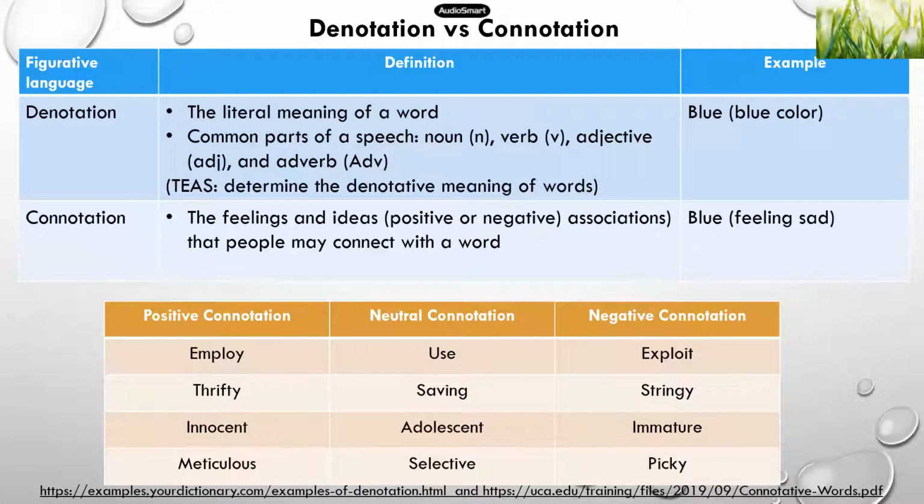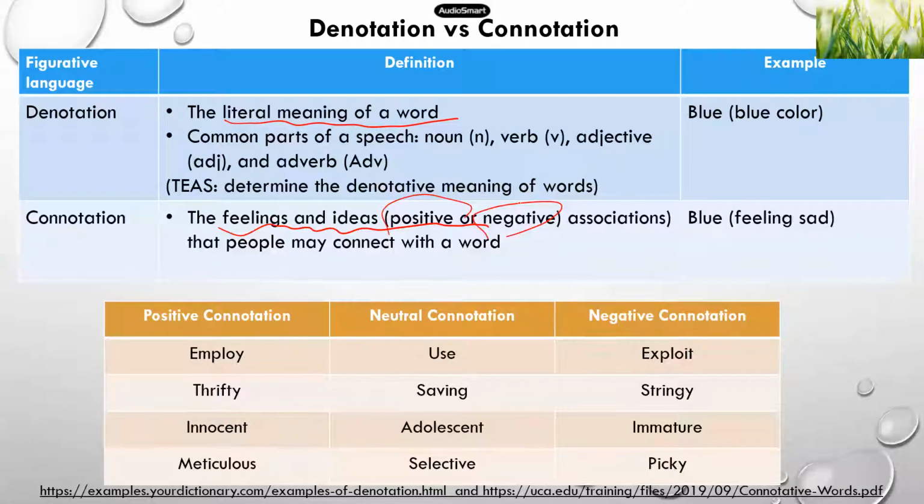Denotation is basically the dictionary, the literal meaning of a word. So there's no trick there, just straightforward, just the literal meaning. Now, the connotative meaning of a word usually has some associated feelings or ideas that people connect with that word. It can be positive or it can be negative.